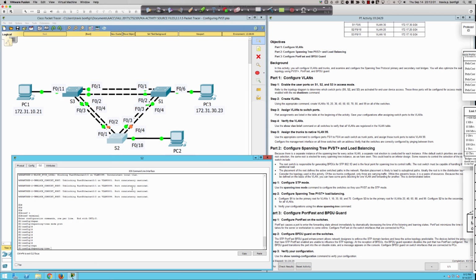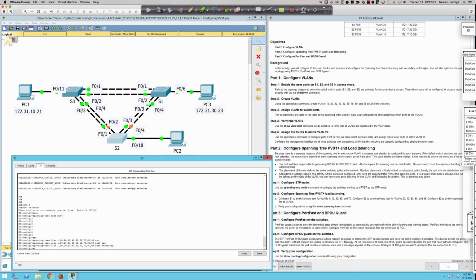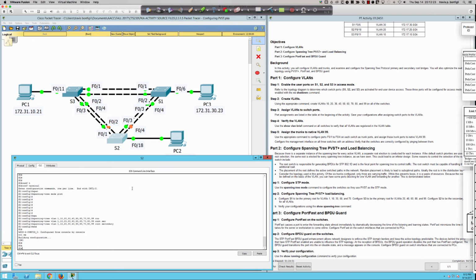So it's going to be spanning tree VLAN, and again, we've got to list them all out here. So 10, 20, and at least we can get them all in one: 30, 40, and 50, and 60, and 70, and 80, and 99, root secondary. So let me go ahead and do a quick write mem here. We'll save that off. I say show spanning tree.